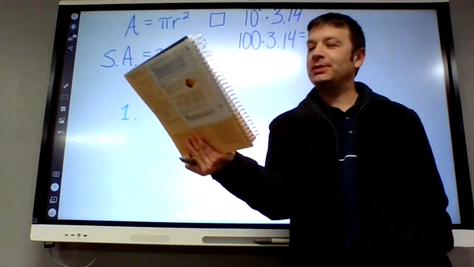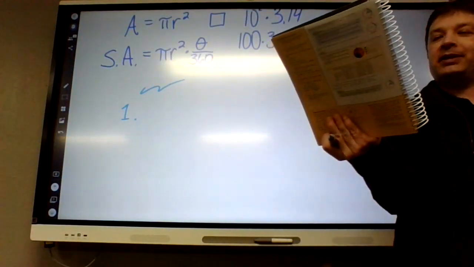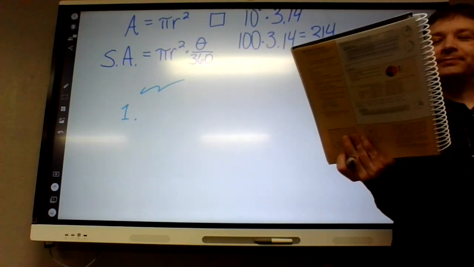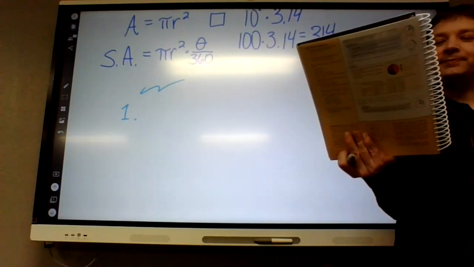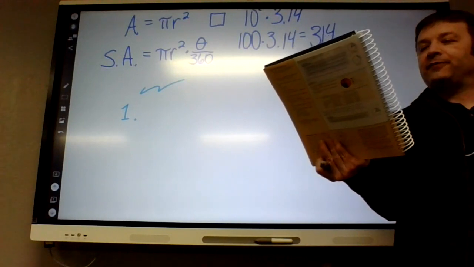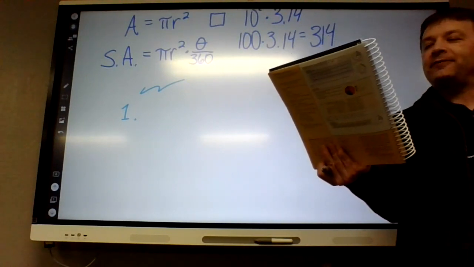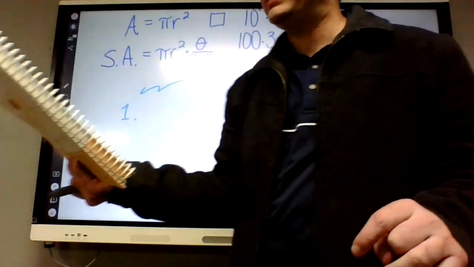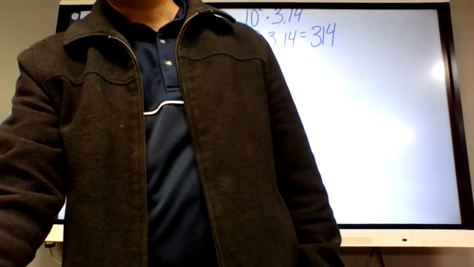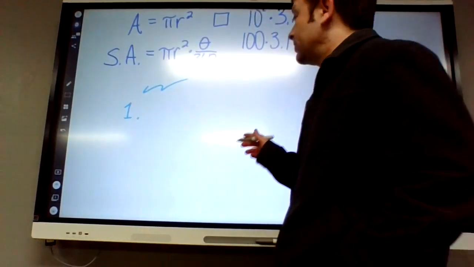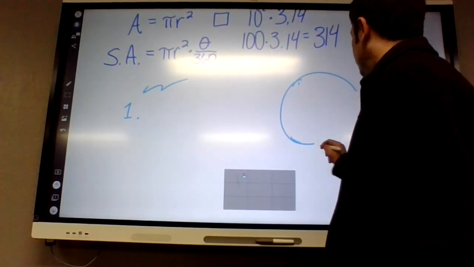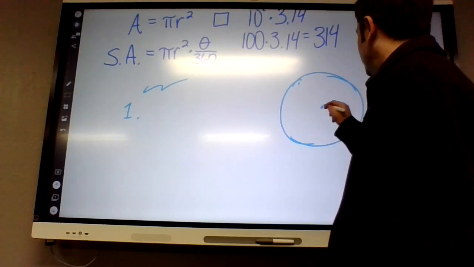Number 1 says, find the circumference and area of each circle. State both the exact value and the decimal approximation to the nearest tenth. What do they mean by exact value? Well, let's find out. There's no square roots on circles. Normally. Not normally, I should say.